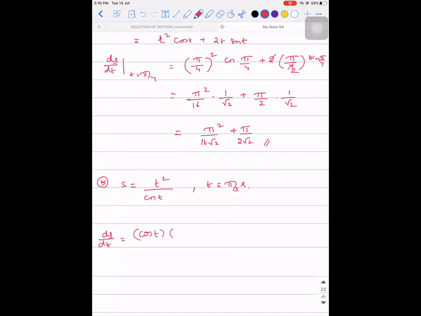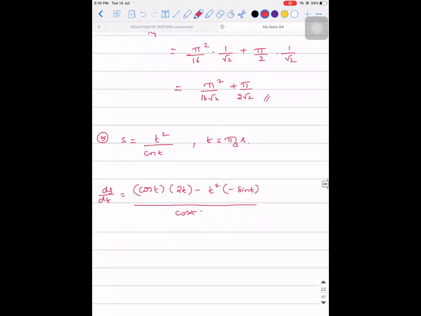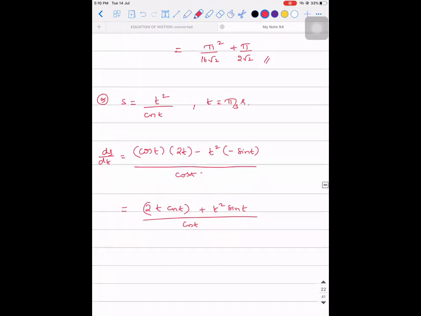into derivative of numerator, that is 2t, minus derivative of denominator into numerator. So t square into derivative of cos t, which is minus sin t, the whole divided by cos t, right? So this will be 2t cos t plus t square sin t the whole divided by cos t. Wouldn't it be square in the denominator? Yes, cos square.